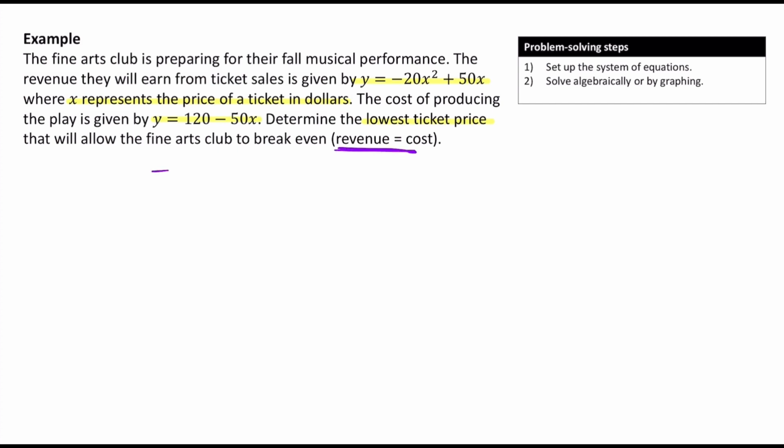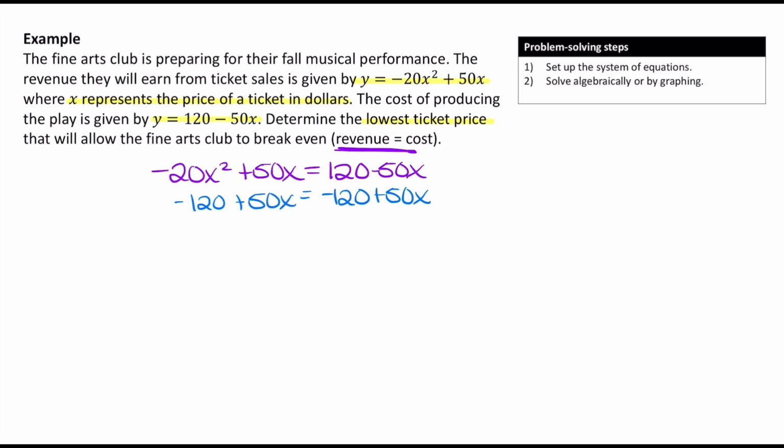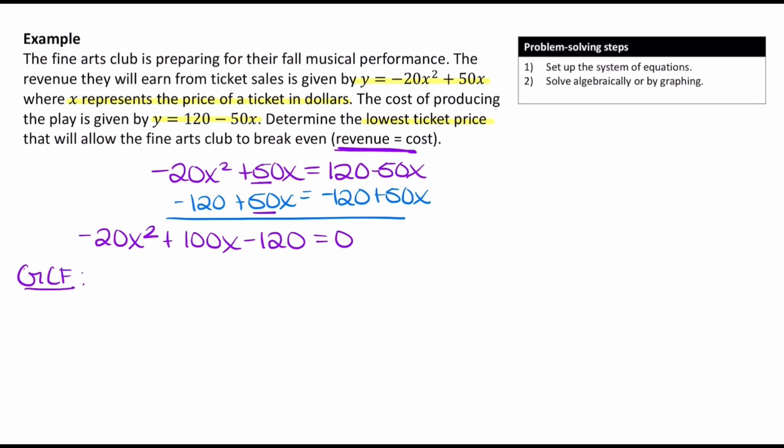So revenue is given by negative 20x squared plus 50x, and the cost is given by 120 minus 50x. This is a quadratic equation, so I know that to solve this, I need to set it equal to 0. I can do that by subtracting 120 and adding 50x to both sides. When I do that, the equation becomes negative 20x squared plus 50x plus 50x, which is plus 100x, and then minus 120 equals 0. Notice that all of these terms have a GCF. The GCF of all these terms is negative 20, so I can go ahead and divide everything by negative 20.